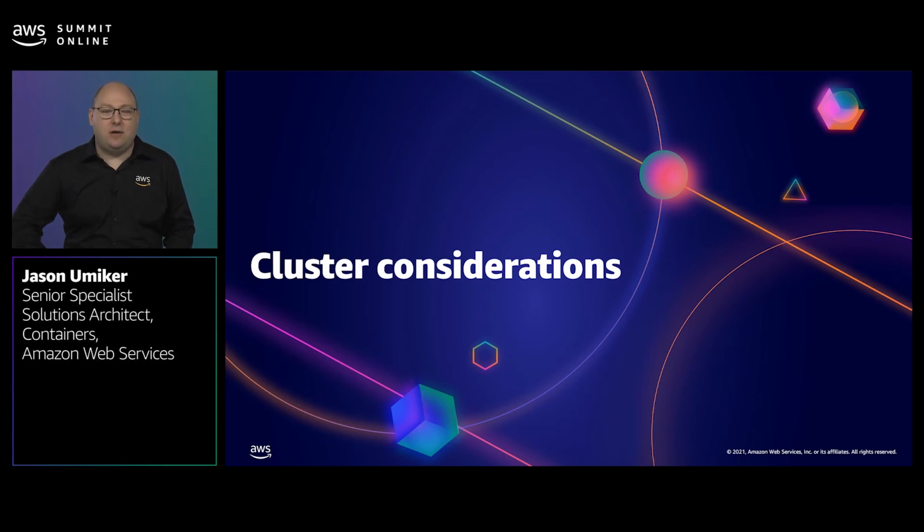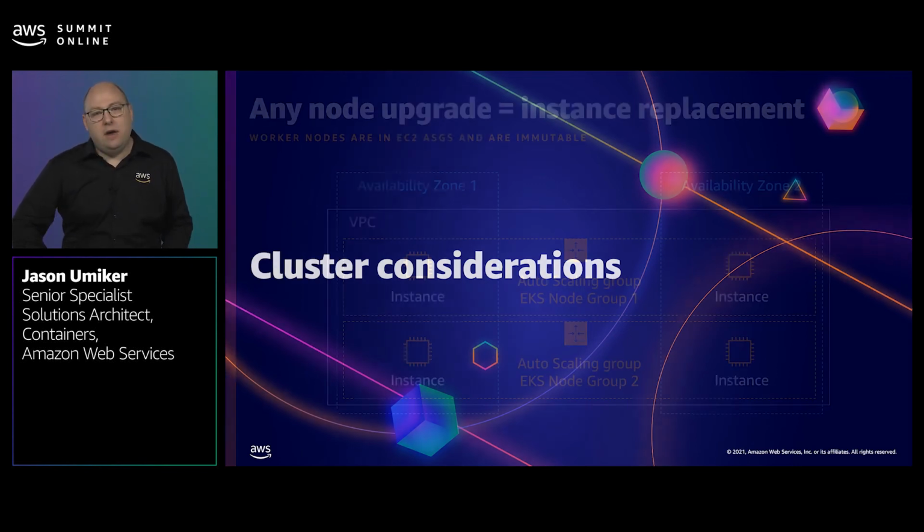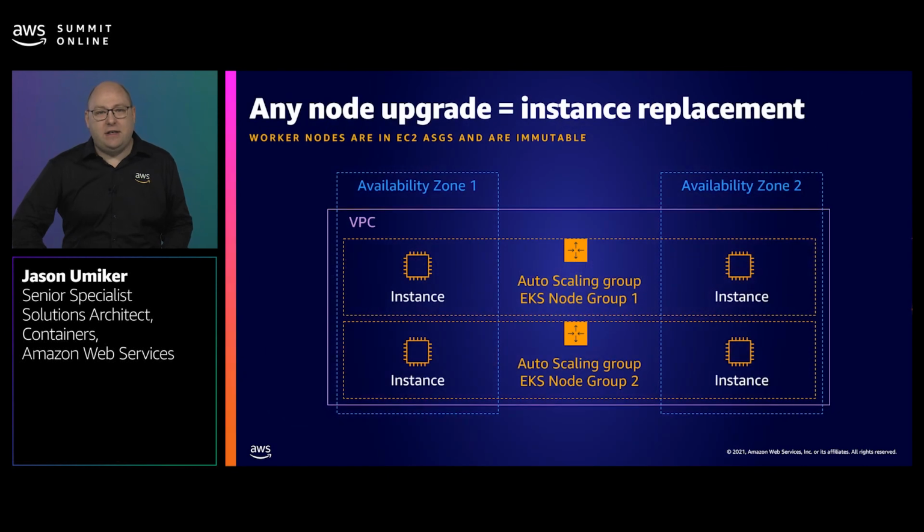Now let's talk about cluster-level considerations. Firstly, the way that nodes are managed in EKS is via EC2 autoscaling groups, which means that they are immutable servers that are scaled and replaced by spinning up new ones from the same Amazon Machine Image, or AMI. So, in order to upgrade them, you don't do that in place, but instead replace the whole server with a new one from the new AMI.